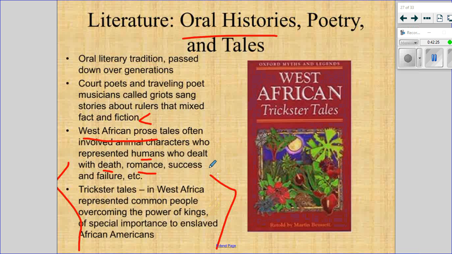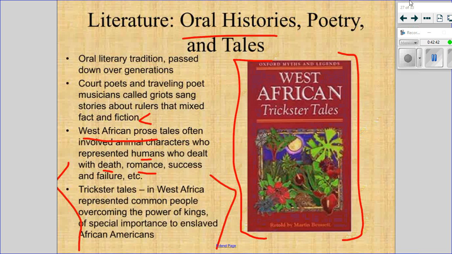These trickster tales end up becoming really important to enslaved people in North America and later the United States for obvious reasons, right? And so that's why the trickster tale is still something that is popular in the United States today and has been recreated in a number of different formats.